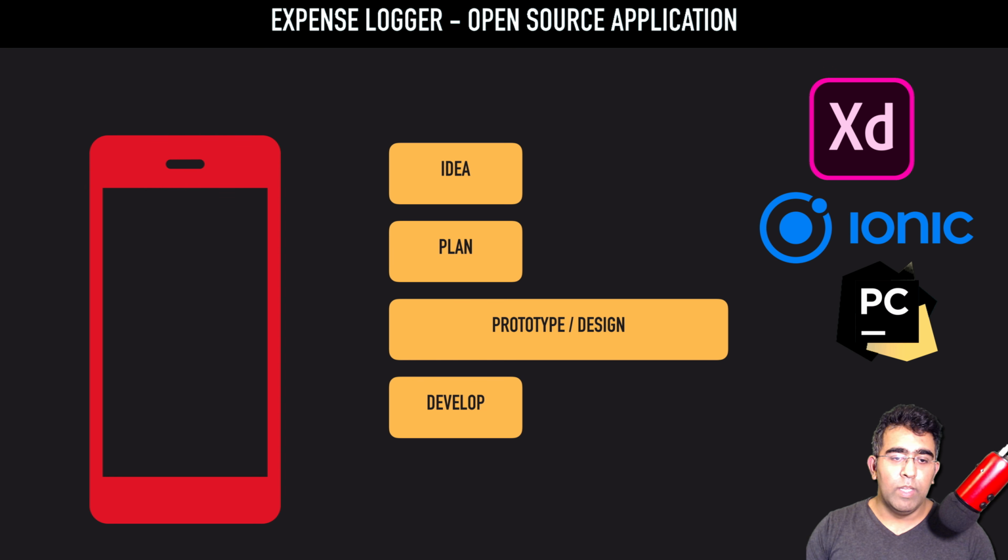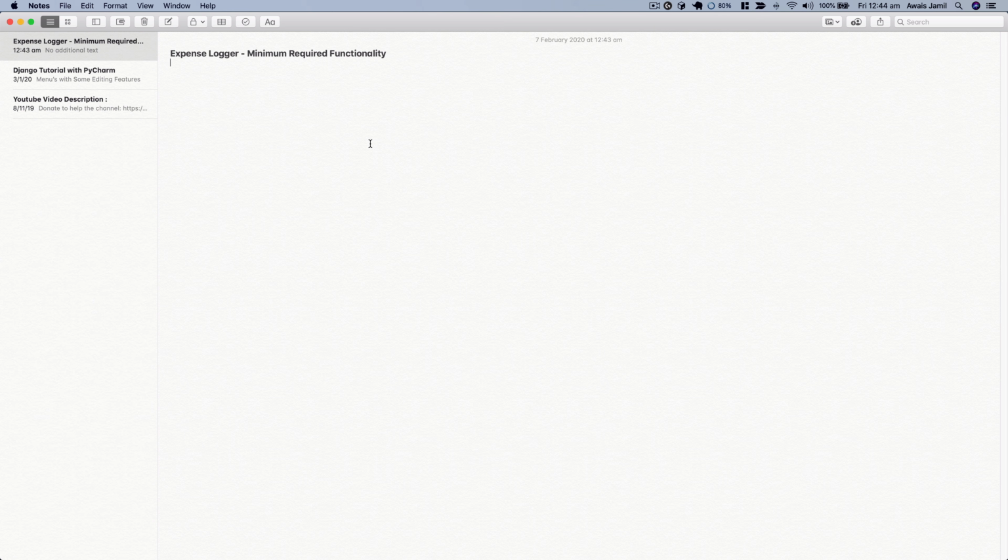Okay, so let's get started by prototyping the application using Adobe XD. When you have an idea, the first thing you should be doing is writing down some minimum required functionality that you think you are going to provide to your users. For the Expense Logger, as the name suggests, I would like to allow users to add their daily expenses.